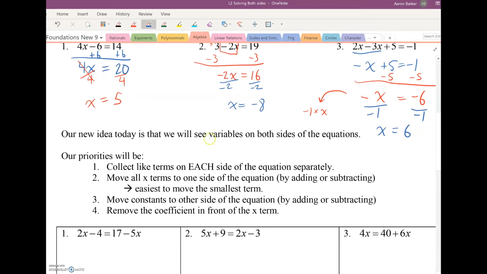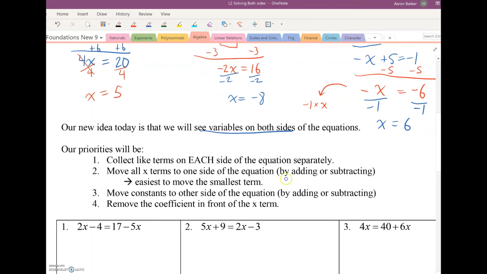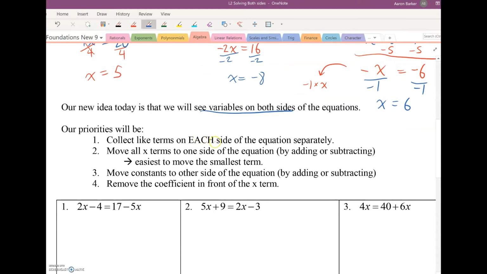So today you're going to see variables on both sides. The first thing you're going to do, just like we did yesterday or the day before, is, if you can, collect like terms. But when you're collecting like terms, you do each side separately. So you have a left side and you have a right side. When you're collecting like terms, you imagine that you don't cross the equal sign. You've got to do each one separately. Super duper important. Then once you collect like terms separately, you start moving things across the equal sign.